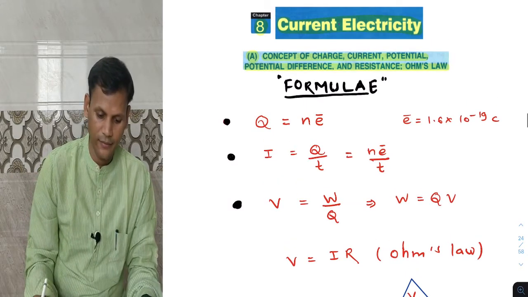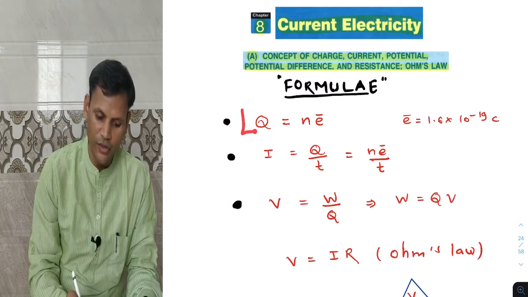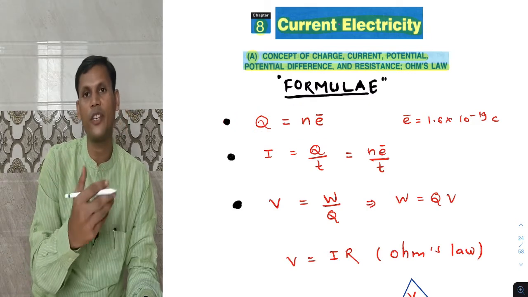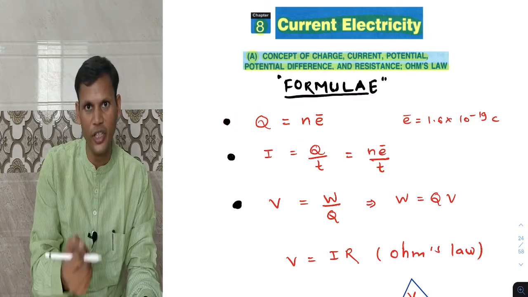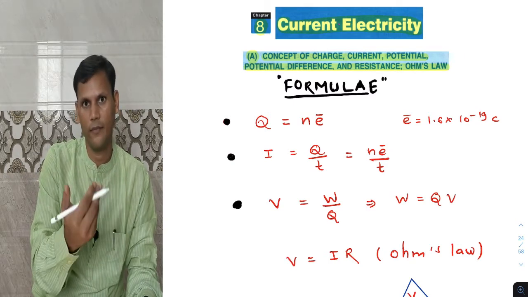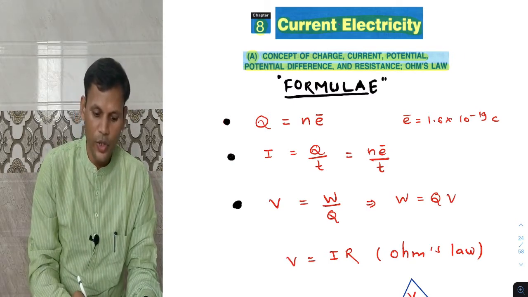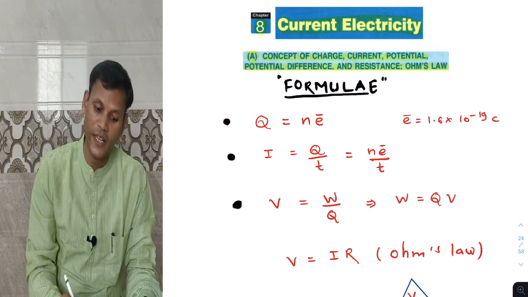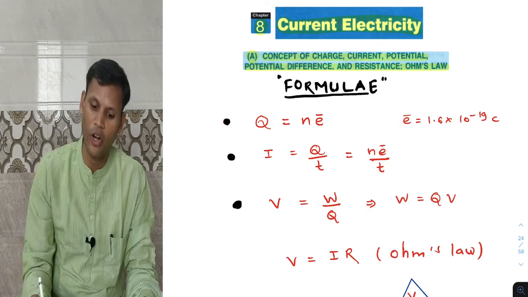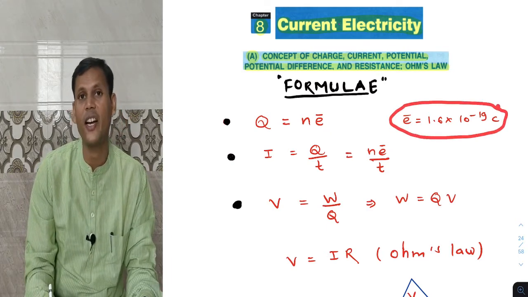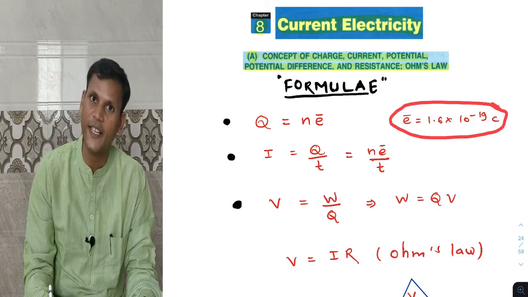What is the charge? The terms must be clear, because in the previous video I have explained each and every term, so you can watch that video for the theory. Q is the charge, N is the number of electrons, e is the charge on each electron, and in magnitude the charge on an electron is 1.6 into 10 raised to minus 19 coulomb.